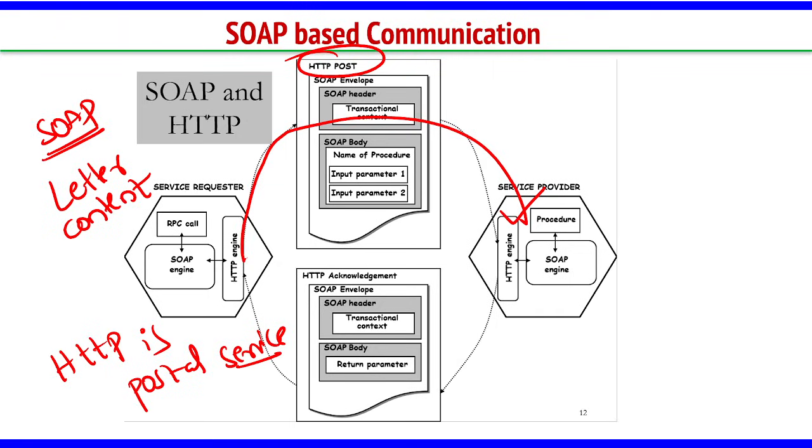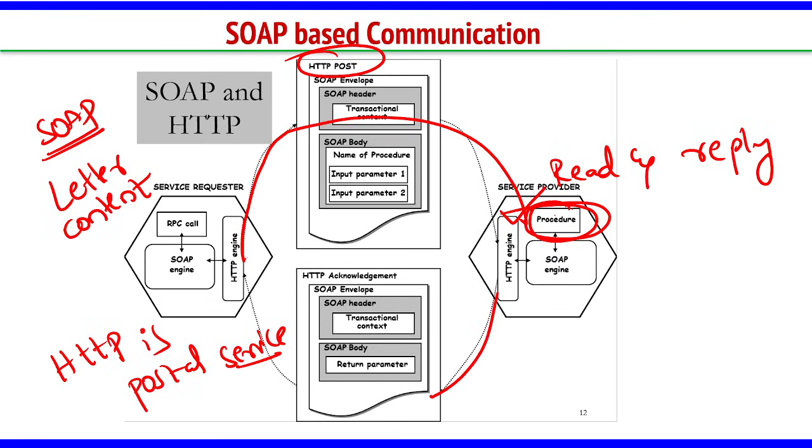Okay. Then the procedure here is the person who reads and replies. This is the actual procedure. This is what I want to give my input to. This is the someone to whom I want to give this letter. So, the procedure is someone who will read my message and reply to it. Again, the same postal service, HTTP, will send back the response, right. So, the reply letter written by this procedure is given back to me through the same postal service, to the requester, right.